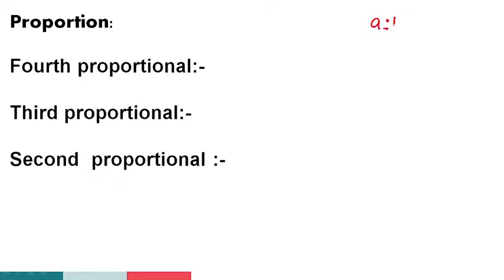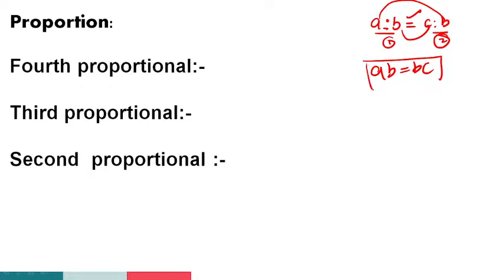Proportion means two ratios are equal. A is to B is one ratio and C is to D is another ratio. Two ratios that are equal is called the proportion. The proportion formation is AD is equal to BC.